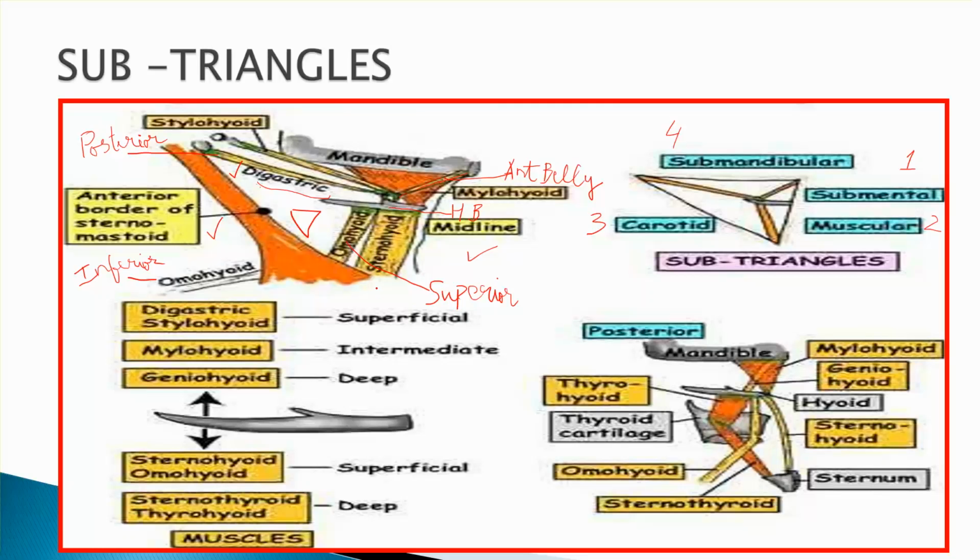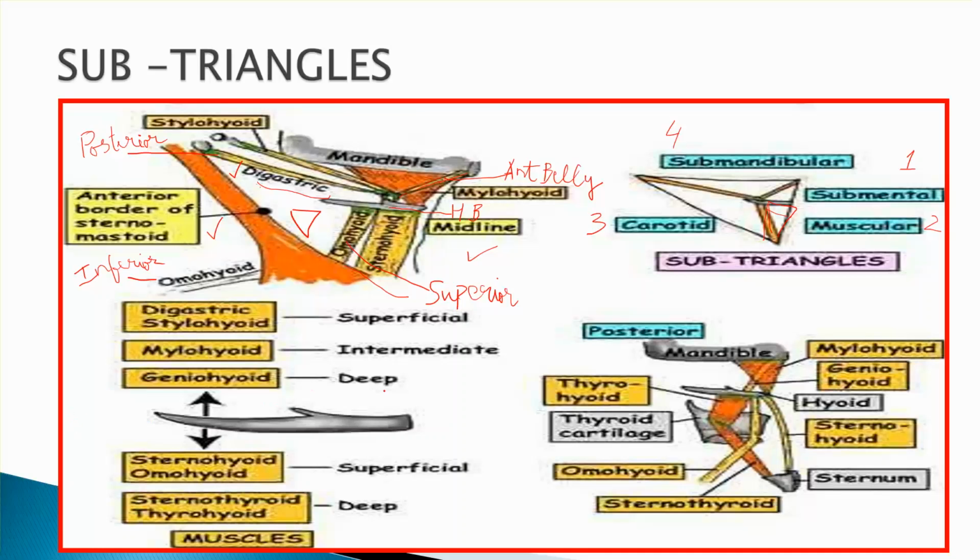The muscular triangle is bordered by the superior belly of omohyoid, then the continuation of the sternocleidomastoid, and the midline. So the triangle is here, right? This is the triangle, the muscular triangle over here. Fine. Now here there's another concept.